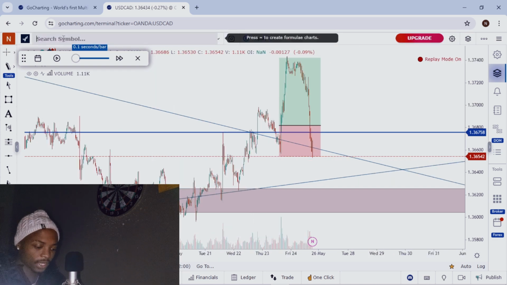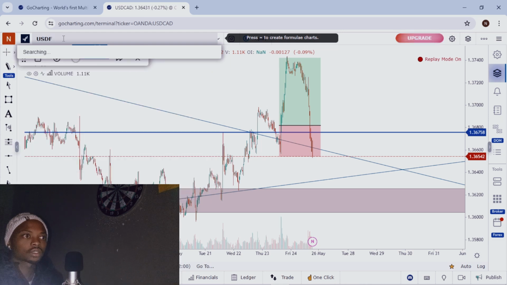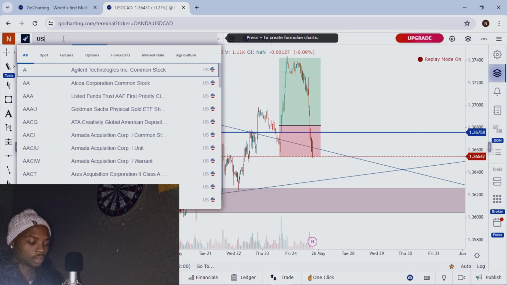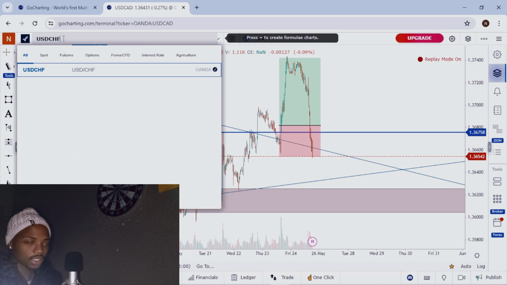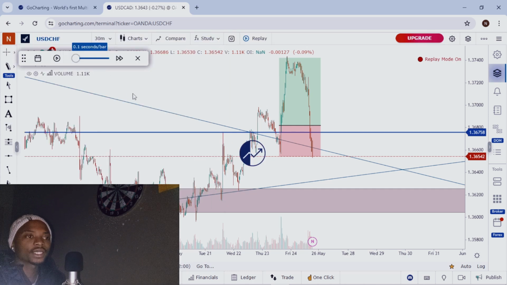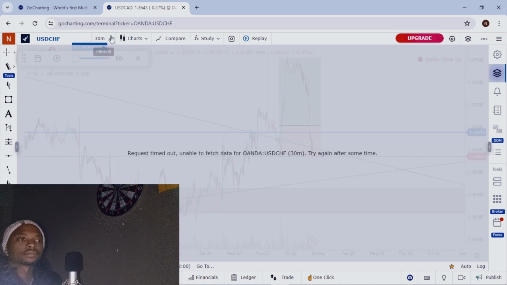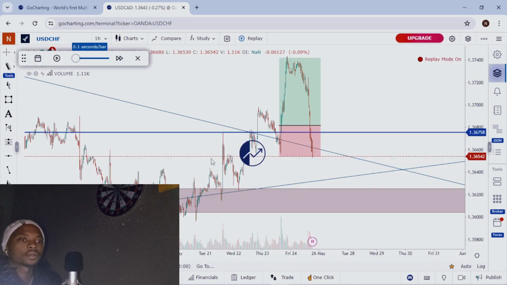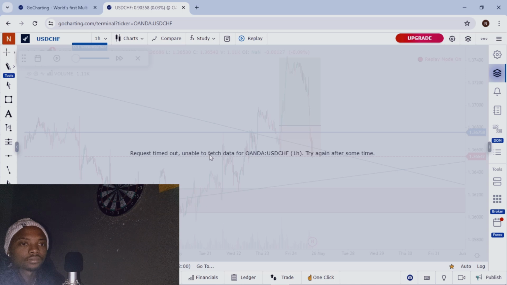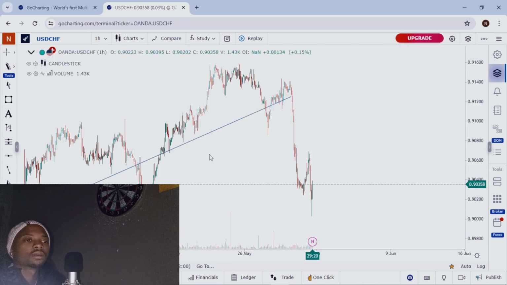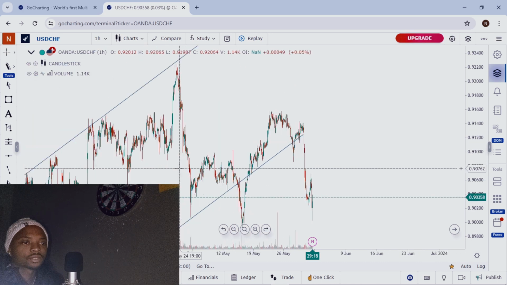So let's move on to the next pair, which is the United States dollar against the Swiss franc. My internet is being a bit slow today, so I'm sorry for that.